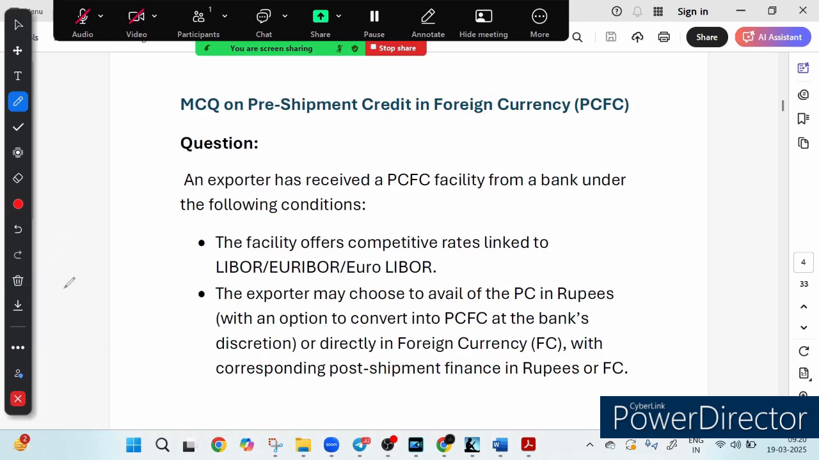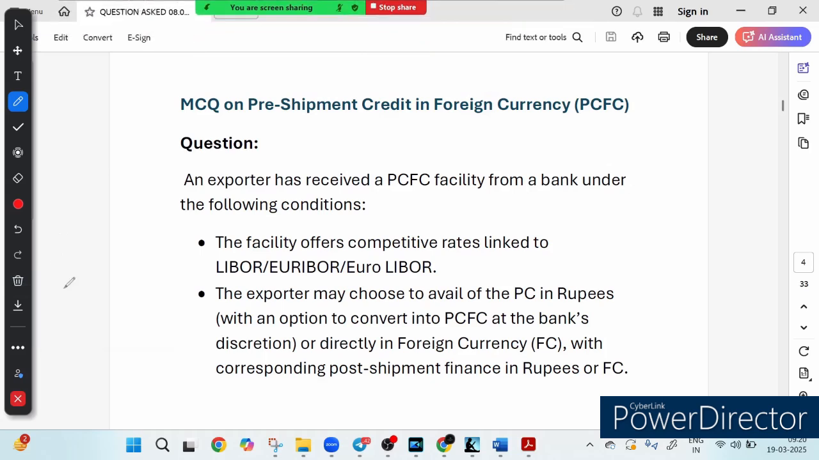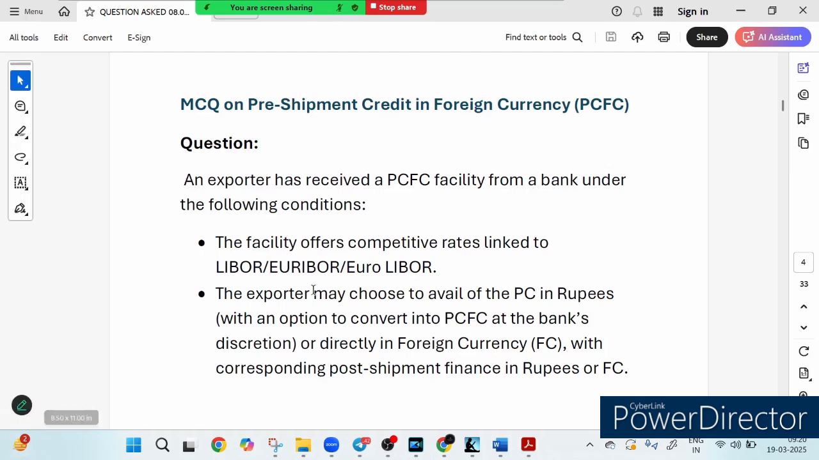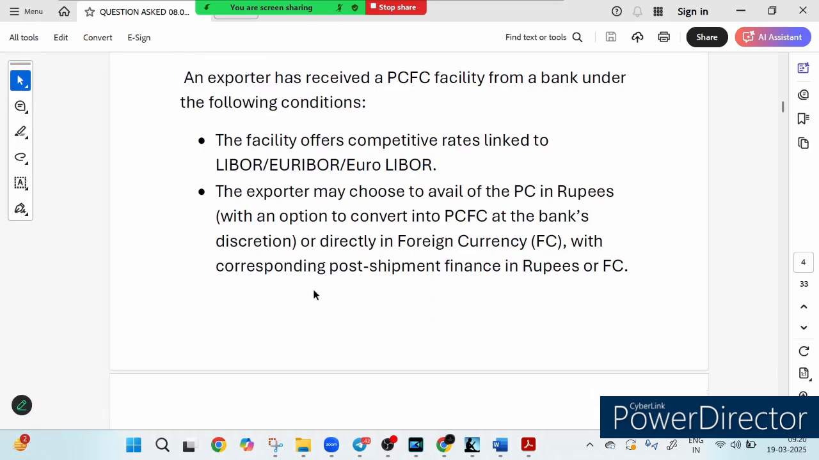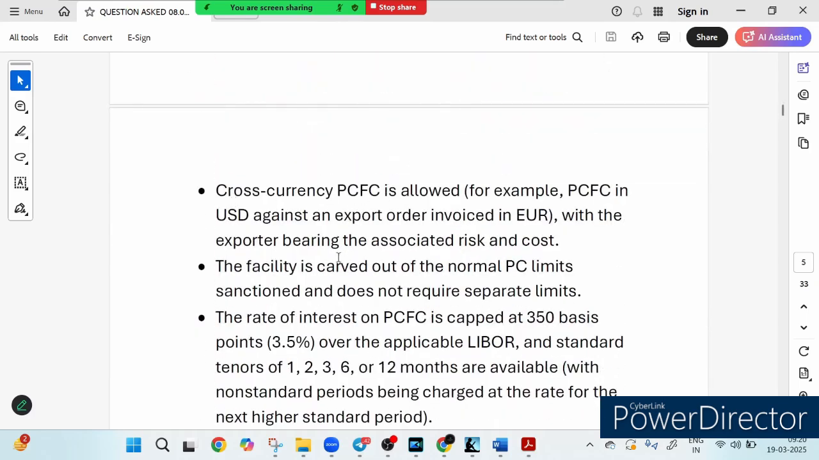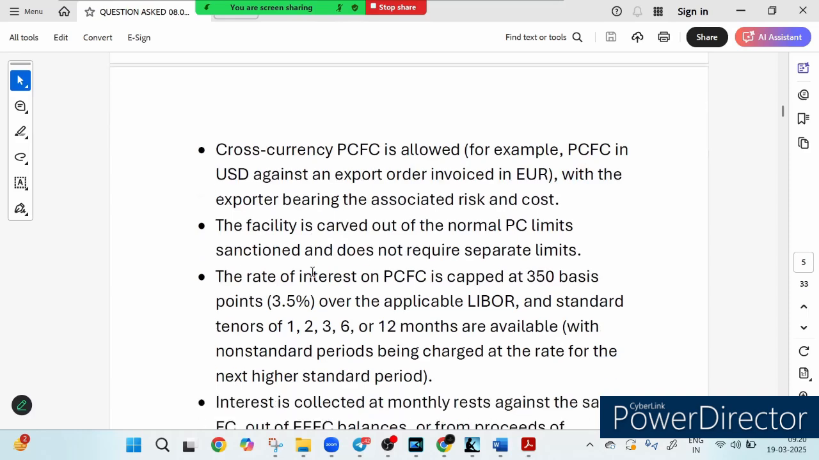Now let's see the next question. The next question is on your screen. As you can see, this is a very important question. Let's go through it. So friends, the question asks that an exporter has received a PCFC facility. You know PCFC? That is called pre-shipment credit in foreign currency. The exporter has received a PCFC facility from a bank with the following conditions. The facility offers a competitive rate linked to LIBOR or Euro LIBOR. The exporter can choose to avail of PC in rupees or directly in foreign currency, right? Cross currency PCFC is allowed, and the PCFC is carved out of the normal PC limit.